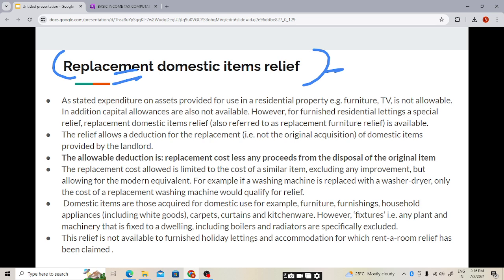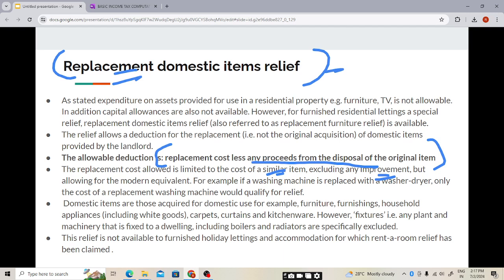Replacement domestic relief says what amount you can reduce from your property income. What is the amount, students? The amount is the replacement cost less any proceeds from the disposal of the original item. Whatever cost you pay to acquire the new asset, less the proceeds you get from selling the old asset. Clear with it? But we have a restriction. The replacement cost is limited to an amount. Only similar items can be purchased, excluding any improvement.